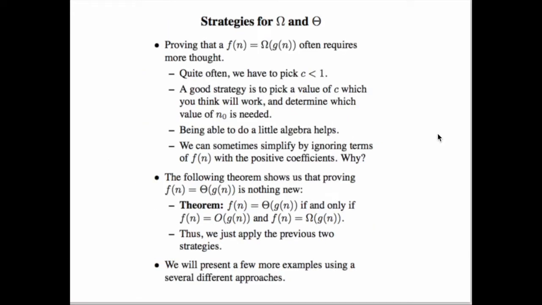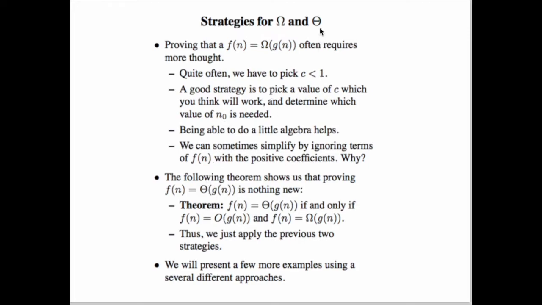Here are some strategies for proving the omega and the theta notation. For the omega, medyo mas tricky daw compared to the O notation. Quite often, we can pick some c na less than 1, and then we can just identify some n sub 0 that will work and that can prove the required inequality or condition.